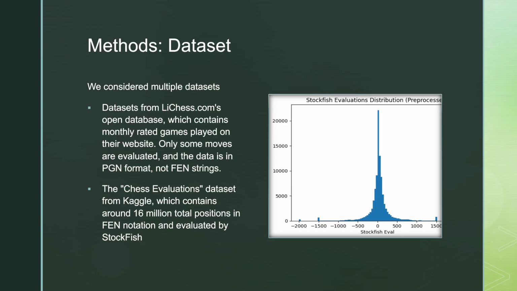As an alternative, and the one that we ended up using, was a data set from Kaggle called Chess Evaluations, which has around 16 million positions that are in FEN notation, which is what we were looking for, and they have a Stockfish evaluation, which we can use.